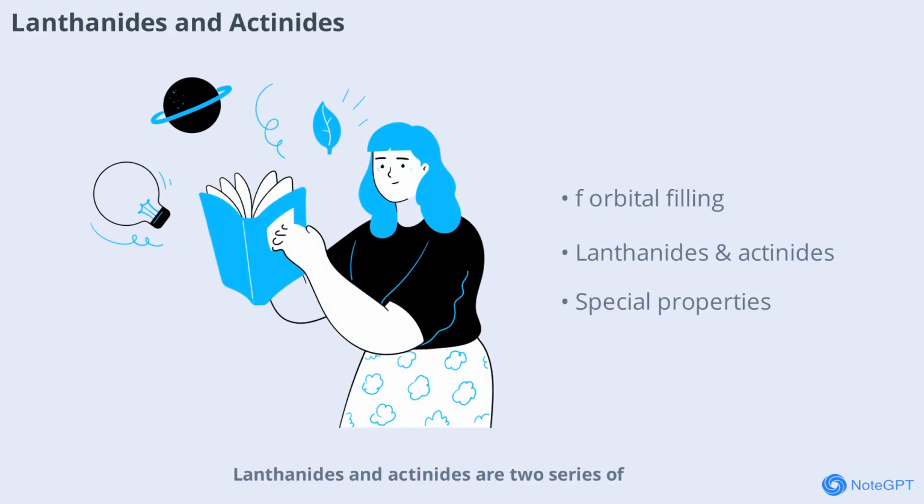Lanthanides and actinides are 2 series of elements with electrons filling the f orbitals. These elements have complex configurations and are often placed separately at the bottom of the periodic table. Their unique electron arrangements lead to interesting chemical and physical properties.